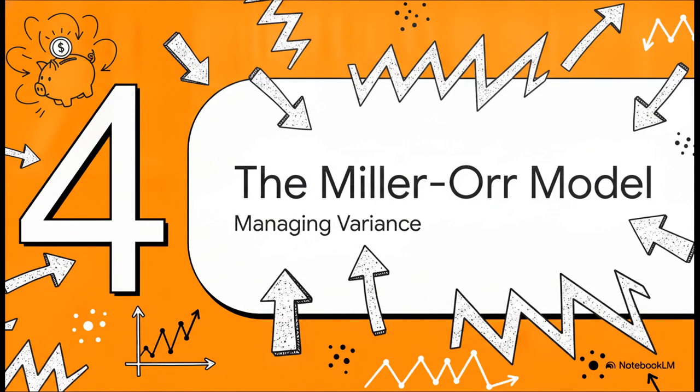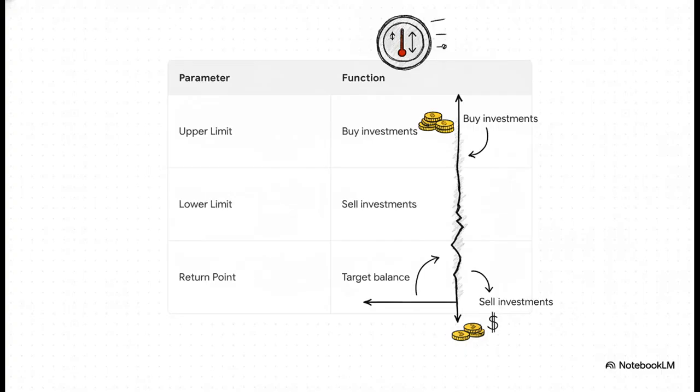Which brings us perfectly to Section 4, the Miller-Orr cash model. I want you to think of the Miller-Orr model like a thermostat in your house, but specifically designed for cash. First, you set an upper limit. When a company's cash balance randomly drifts up and hits this ceiling, the thermostat clicks on, triggering the Treasury to instantly buy short-term investments, which drains the cash right back down to normal.